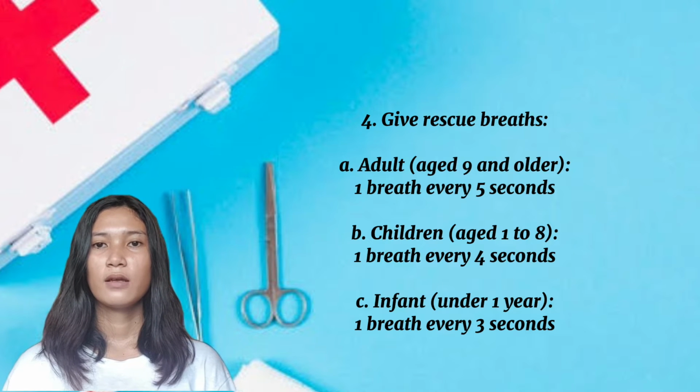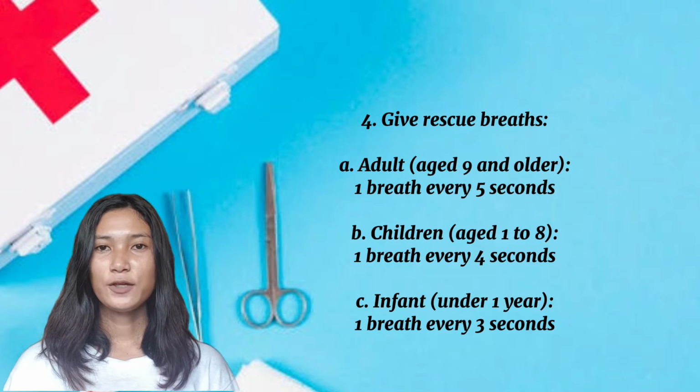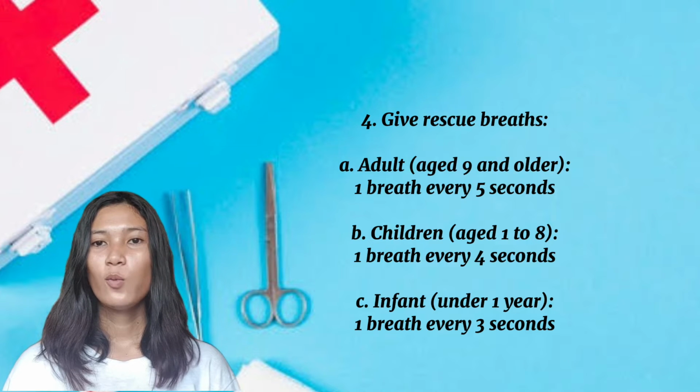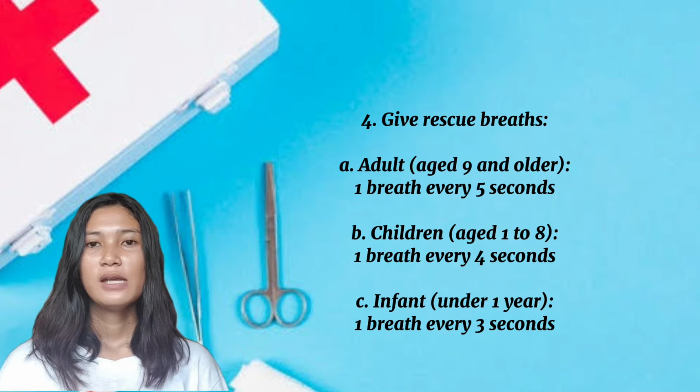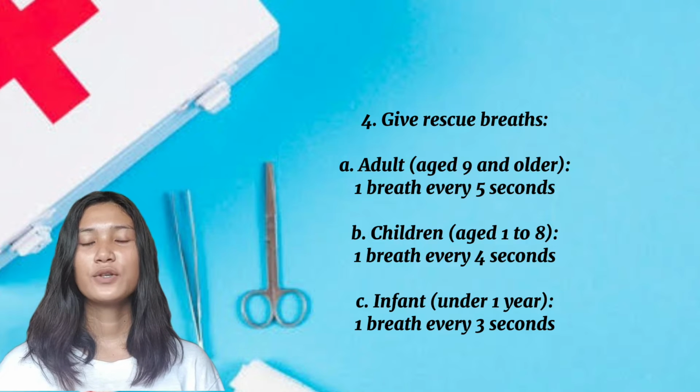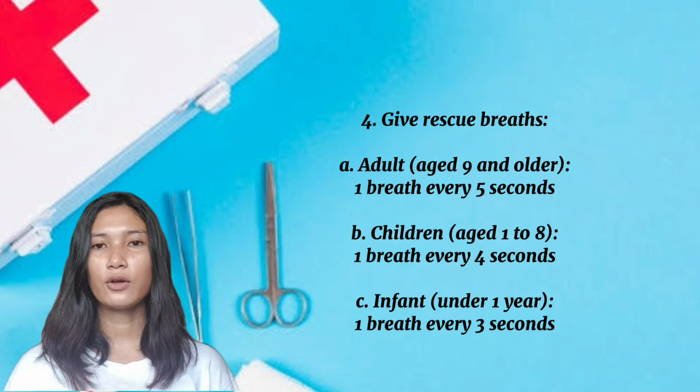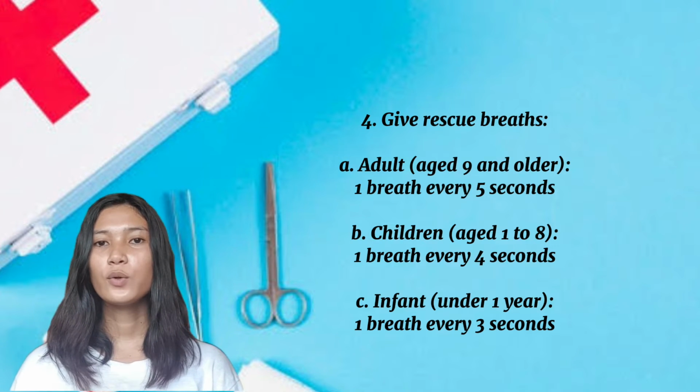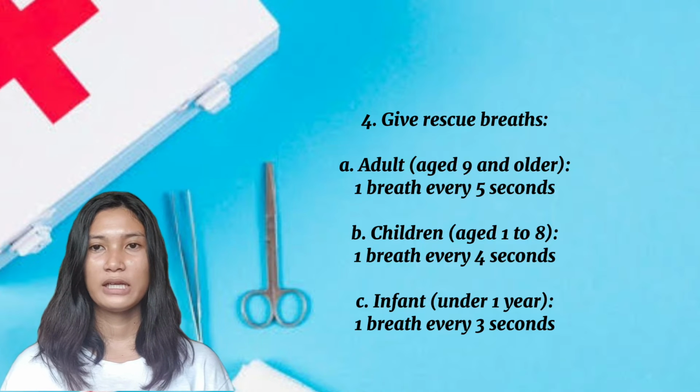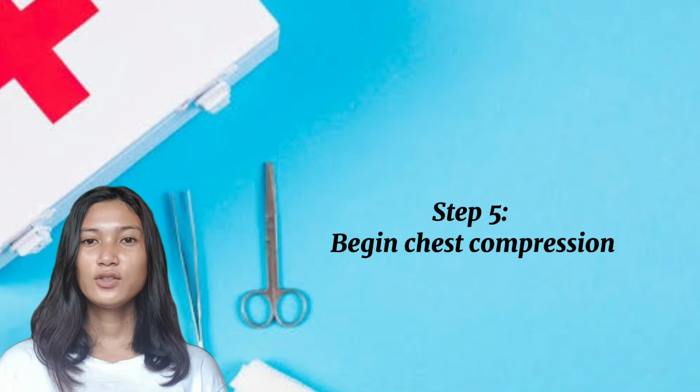Number 4. Give rescue breaths. A. Adult, age 9 and older, 1 breath every 5 seconds. B. Children, age 1 to 8, 1 breath every 4 seconds. C. Infant, under 1 year, 1 breath every 3 seconds. Step 5. Begin chest compression.